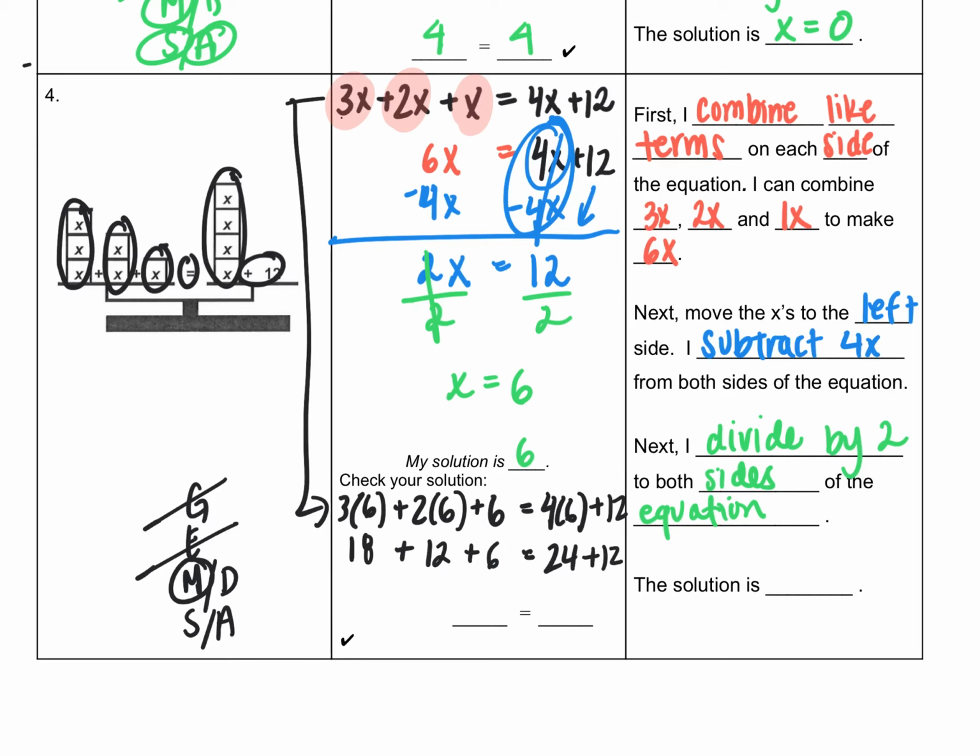And then it looks like we have addition. 18 plus 12 is 30, plus 6 is 36. 24 plus 12 is also 36, and this is true. 36 is equal to 36. Therefore, the solution is x equals 6.